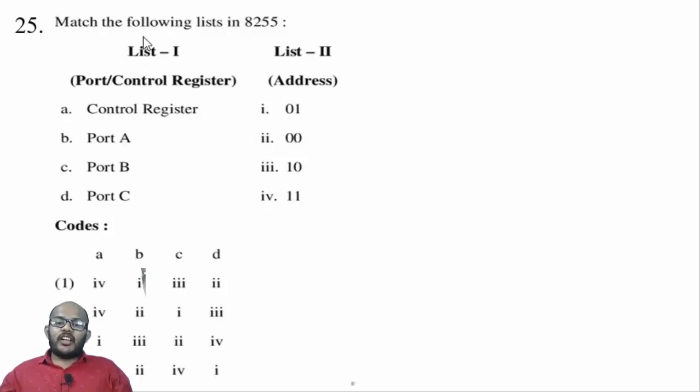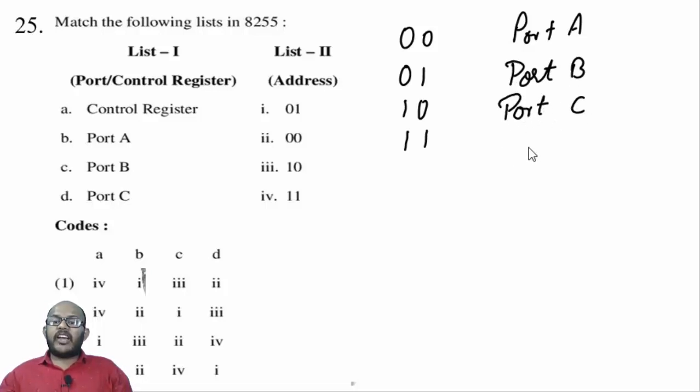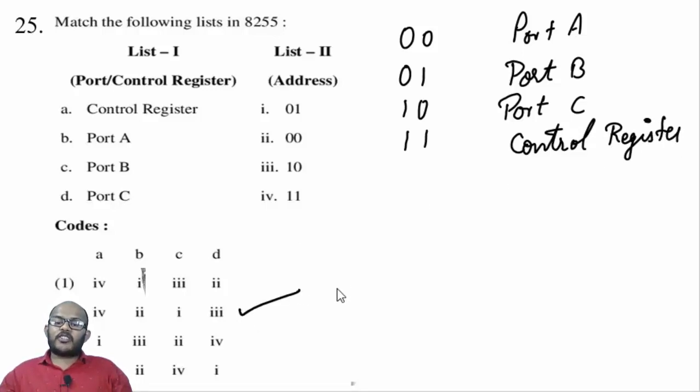25th question. In list 1, they are talking about port or control register. In list 2, they are talking about address. When it is 00, port A will be activated, you point to port A. When it is 01, it is port B. When it is 10, it is port C. When it is 11, it is the control register, you point to the control register. So the corresponding option is option 2.